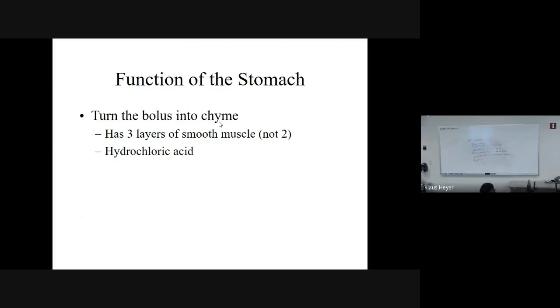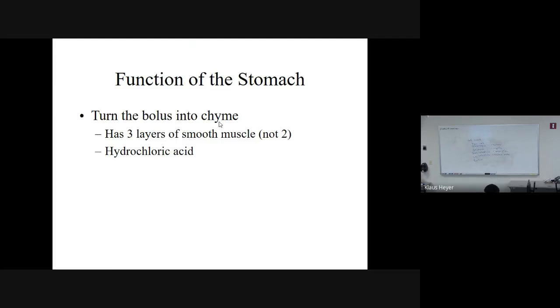Did you guys get vaccinated yet? You did? Did you? You did? Yeah.